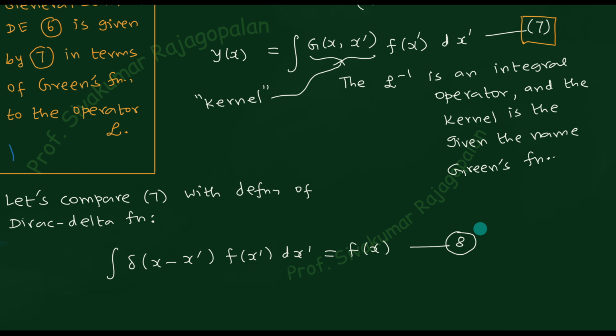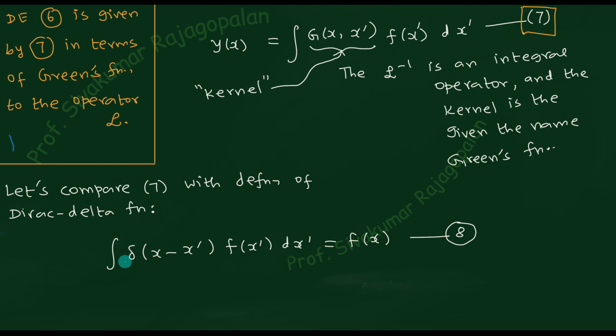You have equation number 7, right? For the purpose of comparison, I want to copy equation number 7. So let us write side by side, then only it is easy to compare. So I simply copy the equation number 7 here: g of x comma x prime, multiplied by f of x prime dx prime, equal to y of x. Write that y of x here.